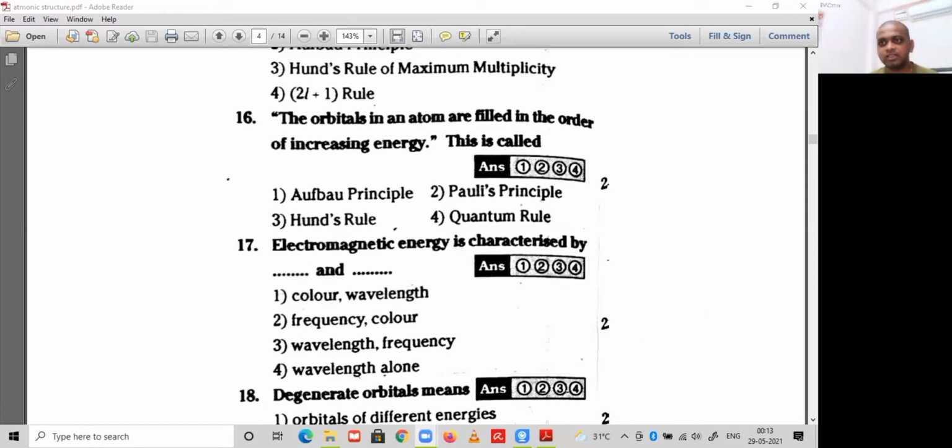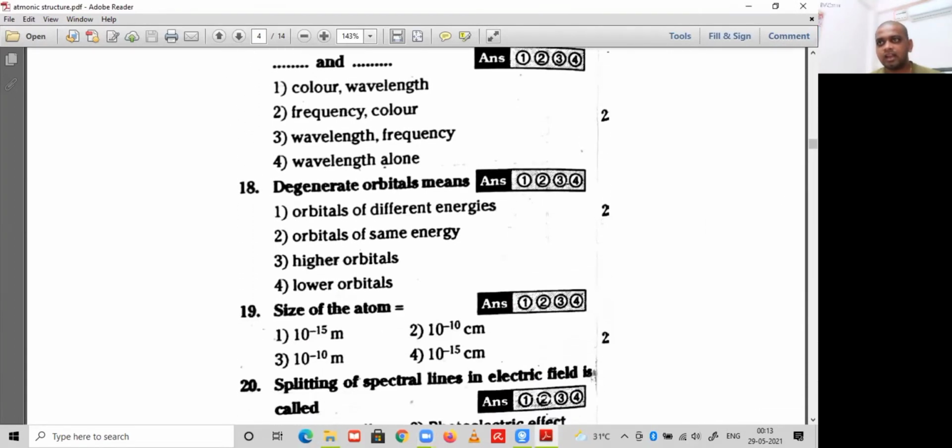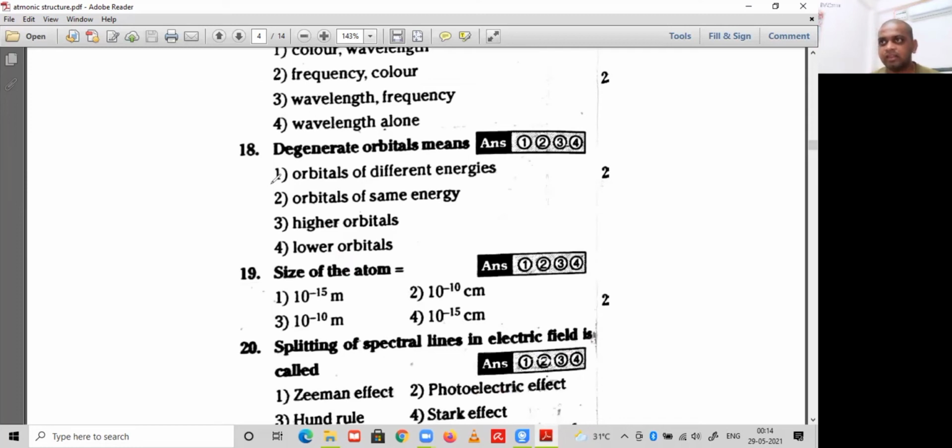Now the next question is the 18th question. Degenerate orbitals means, look here, orbitals which are present in the same subshell, having almost the same energy levels, are considered as degenerate orbitals. The p subshell will have three degenerate orbitals px, py, pz, and in a similar way the d subshell will have five orbitals: dxy, dyz, dzx, dx square minus y square. So the option is the second option.